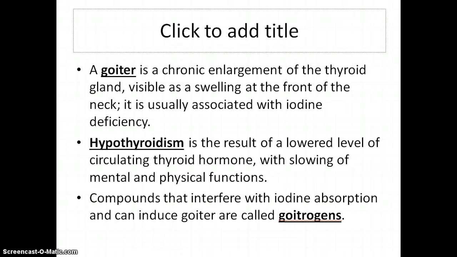Hypothyroidism is your lowered level of circulating thyroid hormone, and we need to find the cause of hypothyroidism. Sometimes it can be replaced with a medication, and sometimes they have to go in and do surgery. With hypothyroidism, it's like the metabolism is really slowed down. The person is cold and slow and not very energetic. They gain weight. And things that interfere with iodine absorption in the diet that can induce goiter would be goitrogens.